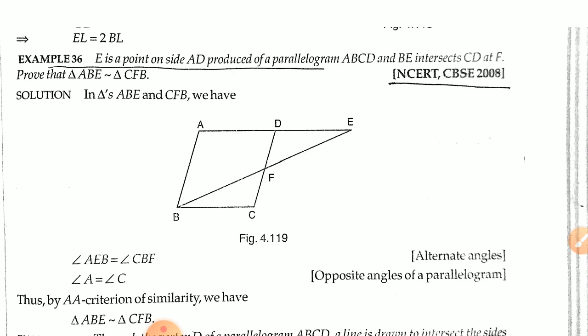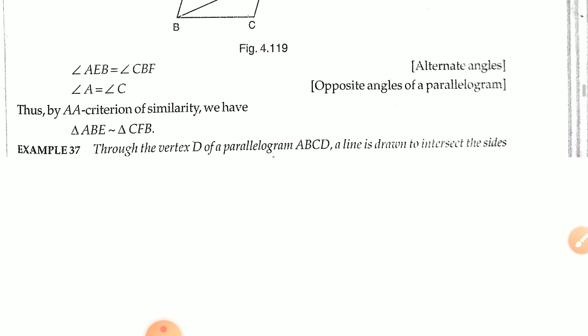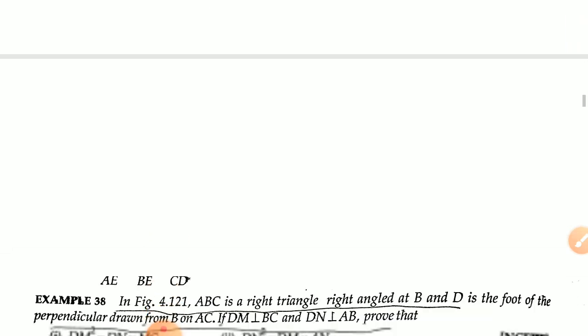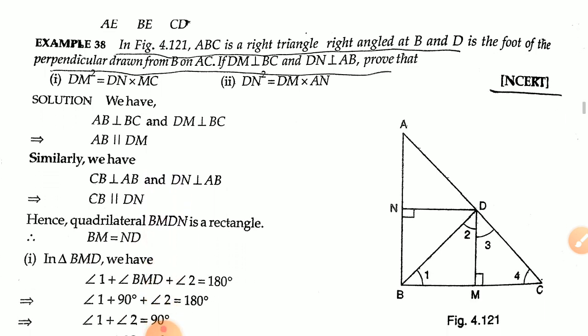Here similarly angle A equal to angle C. Why? Because the opposite angles of the parallelogram are equal, and therefore angle A equal to angle C. And therefore by AA criteria of similarity we have triangle ABE similar to triangle CFB. Now we have one more NCERT example.